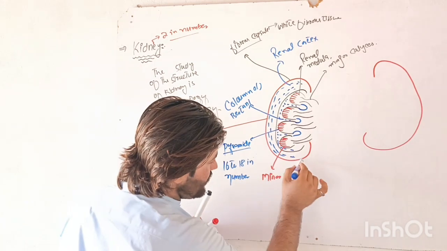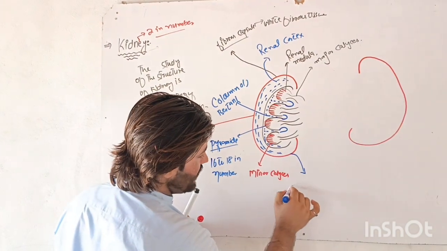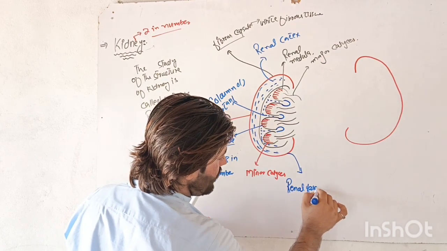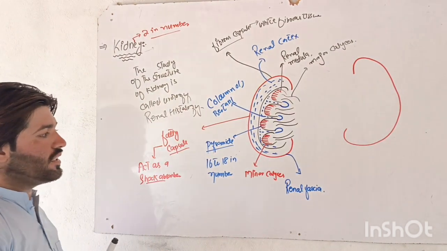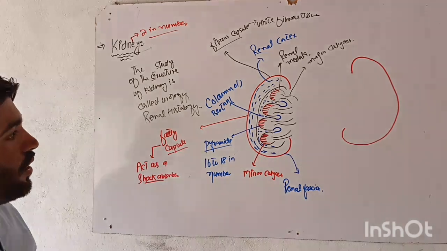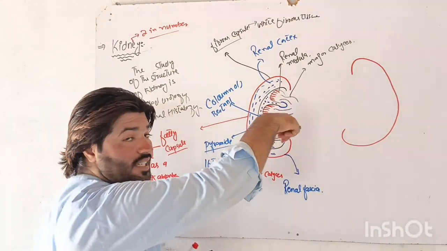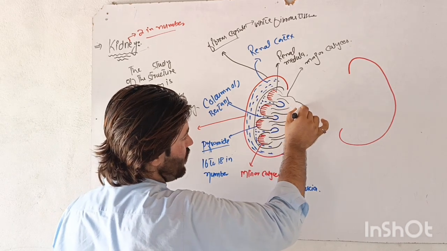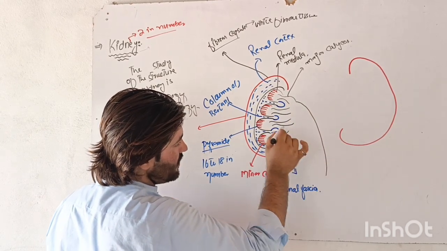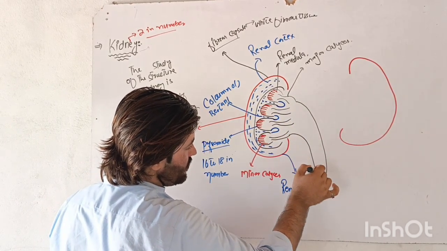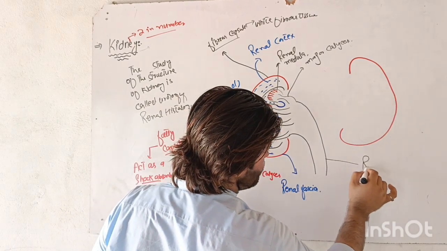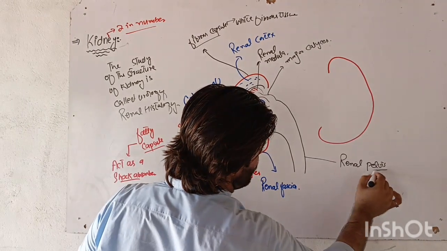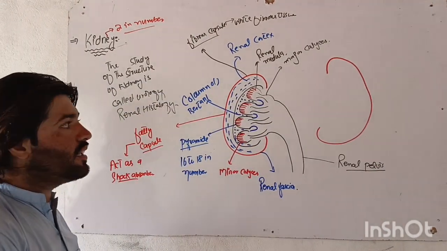And that part of the kidney is called the renal fascia. This major calyx opens into a large structure known as the renal pelvis. The major calyx opens into a large opening, and this large opening is called the renal pelvis.